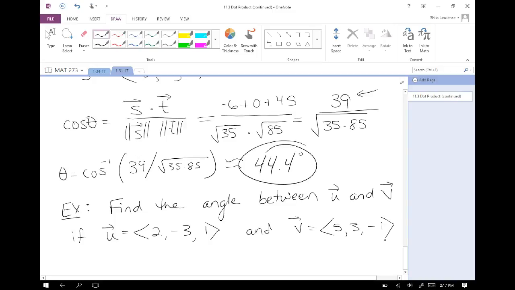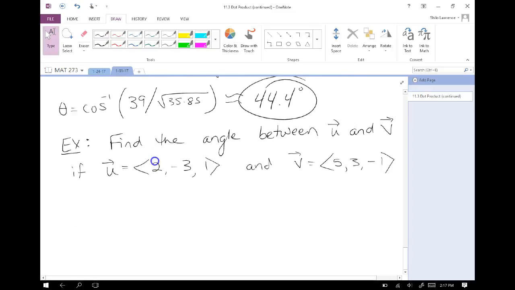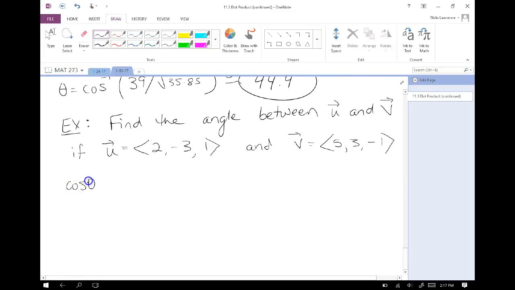All right, so now we've got vector u is 2, negative 3, 1. Vector v is 5, 3, negative 1. What's the dot product? Dot product is 0, because we have 10 minus 9 minus 1, or 10 plus negative 9 plus negative 1.